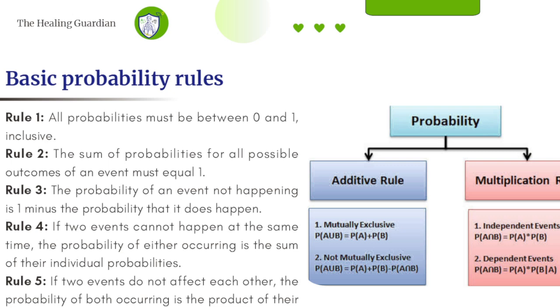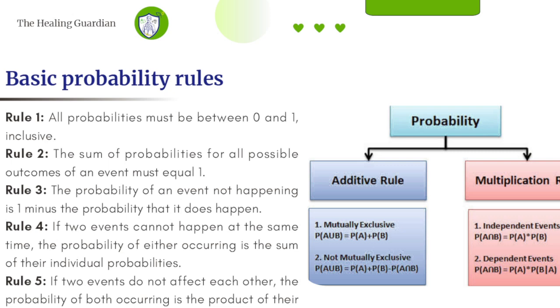Rule number 4: if two events cannot happen at the same time, the probability of either occurring is the sum of their individual probabilities. That is the additive rule. If the events I'm looking at cannot happen at the same time, remember we are going to apply it in issues of public health. If we are comparing two events, we ask, can they happen at the same time? If not, then if we are dealing with their probabilities of happening, we sum them.